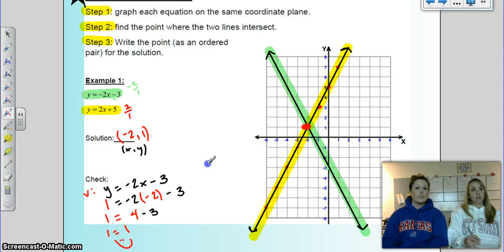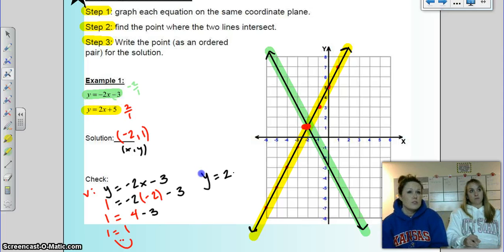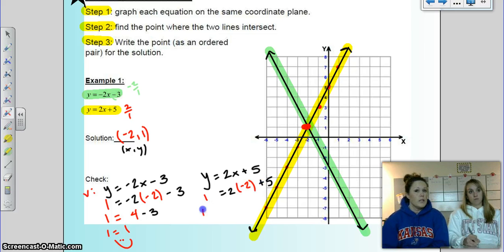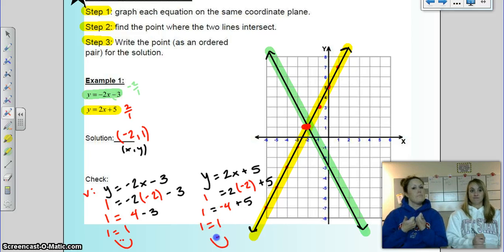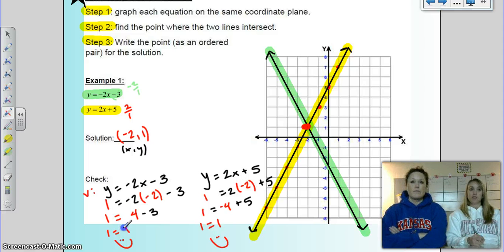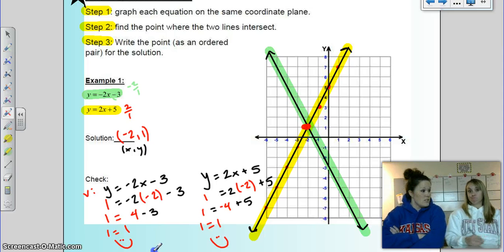So let's check the second equation, the yellow one. So y equals 2x plus 5. So this will say 1 equals 2 times negative 2 plus 5. 1 equals, 2 times negative 2 is negative 4, plus 5. 1 equals negative 4 plus 5 is 1. And it worked again. So we've satisfied both equations with the same ordered pair, so that is the solution to that system. And like we said, you don't have to check it every single time, but you have that option every single time to see if your work was right.